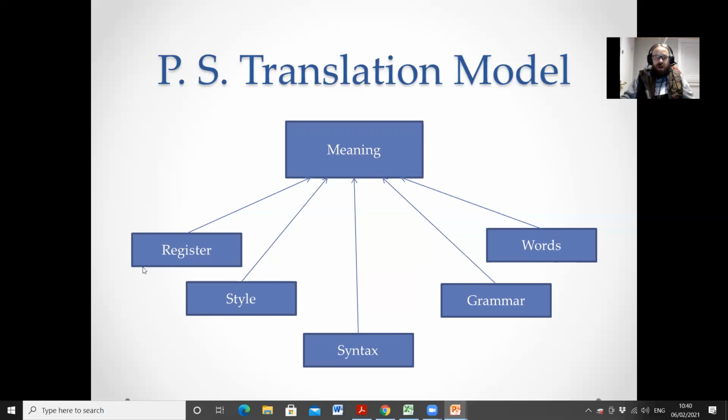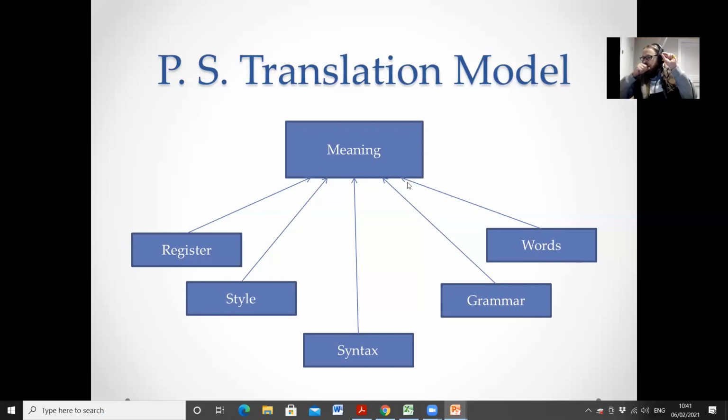These elements are important, but they're only important insofar as they contribute towards meaning. And that's why they've got a little arrow here. So it's not to say that we can ignore that. It's not to say that we can ignore register or the style or the syntax or the grammar or the words or the conventions or the body language or the medium or whatever. They might assume more or less relevance, but they're only important insofar as they contribute towards meaning.